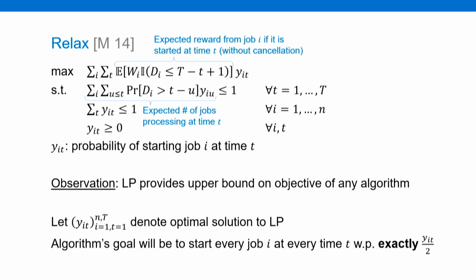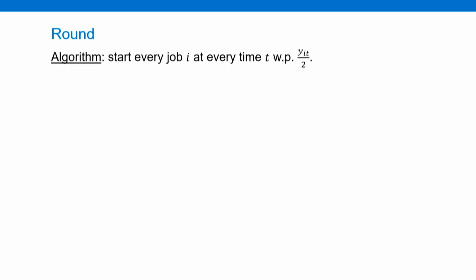So my goal here will be a bit different now. I'm going to try to replicate the LP solution exactly. So the algorithm's goal will be to start every job i at every time t with probability exactly y_it over 2. And if I can successfully do this, then I can always earn at least half the value of the LP. Because the value of the LP is just what I would have collected if I start every job i at every time t with probability y_it. Now I'm going to try to prove to you that this is possible.